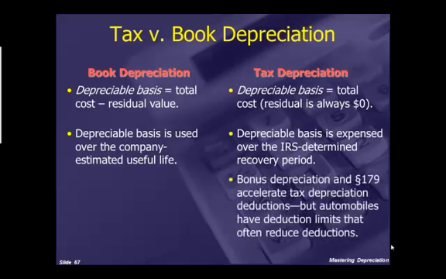Now, for tax purposes, there's also bonus depreciation and Section 179, which will allow for accelerating tax depreciation deductions. Automobiles, though, have deduction limits that often reduce their deductions.